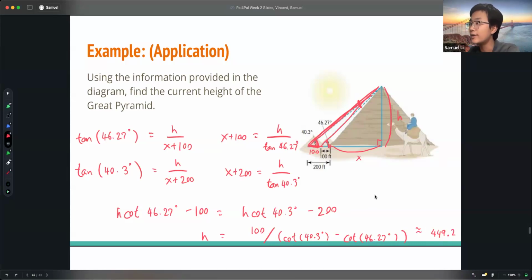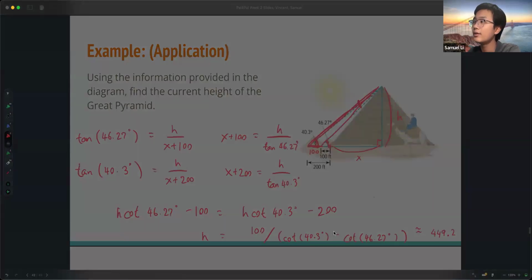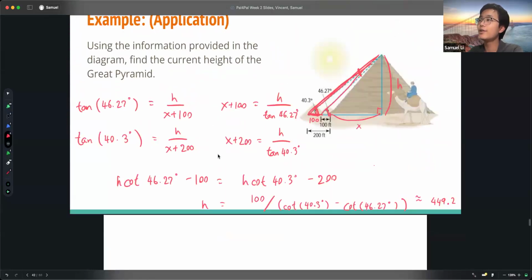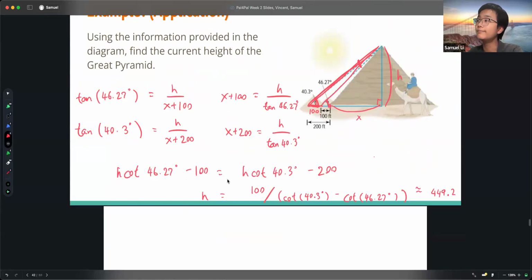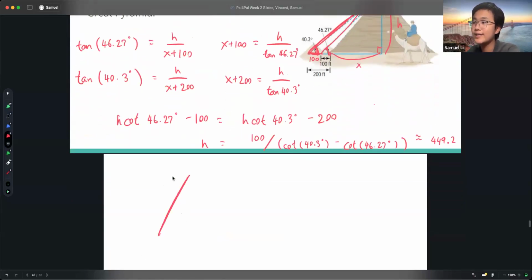Another way to solve this question would be the law of sines method. So we already have this triangle situation. We know this bottom length is 100. We know this angle, we know this angle.